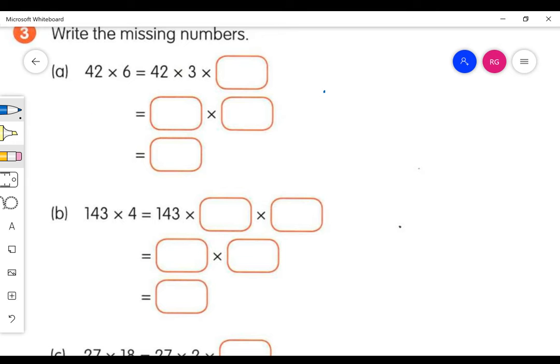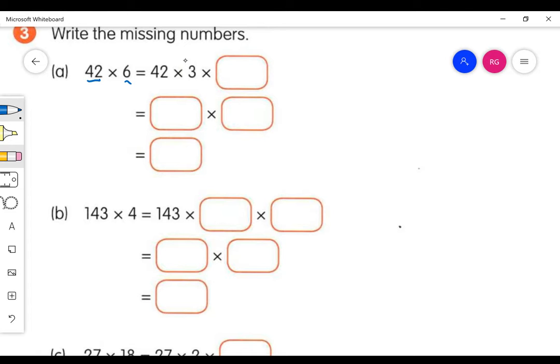All right, next we're here on page 124. So make sure you have your books out to page 124. And let's get started here. It says 42 times 6.